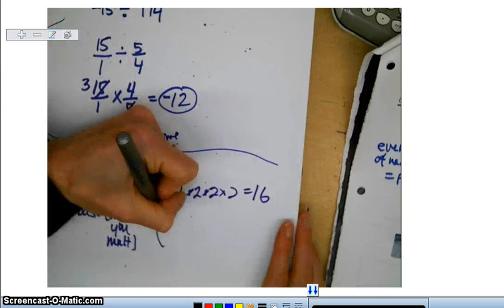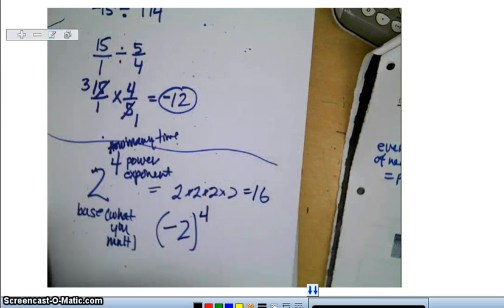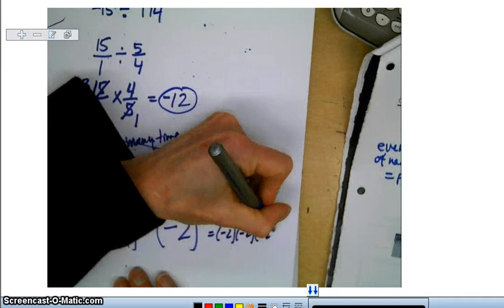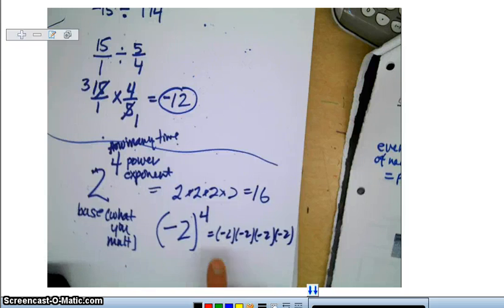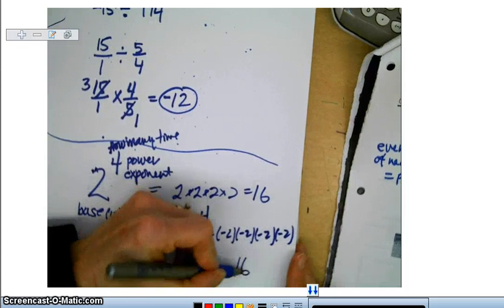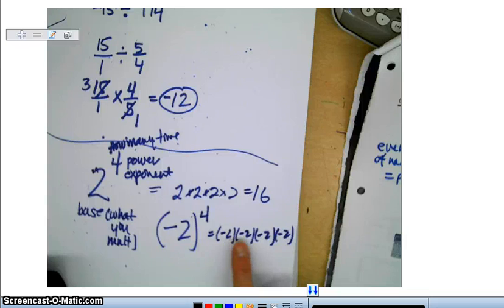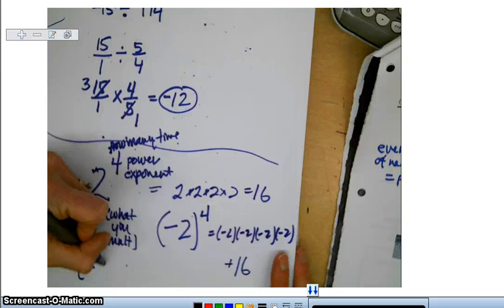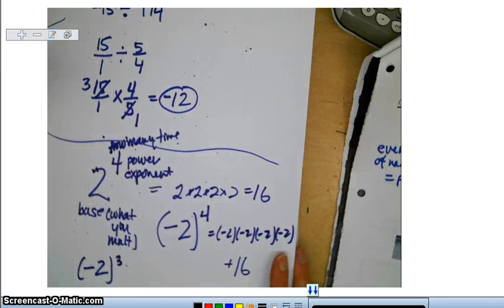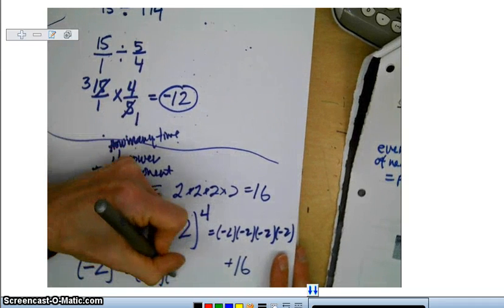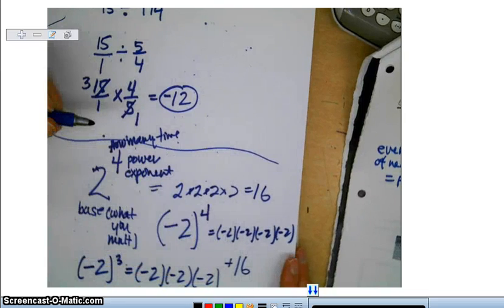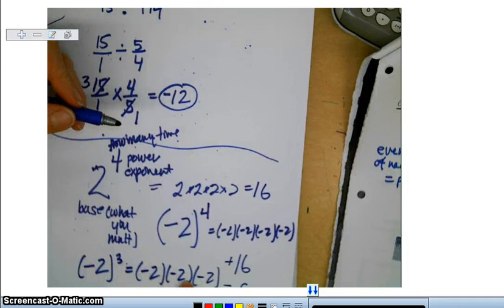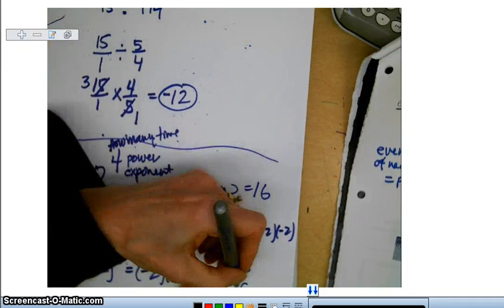So if I have negative 2 to the 4th power, that is negative 2 times negative 2 times negative 2 times negative 2. Well, 2 times 2 times 2 times 2 is still 16, but 4 negatives, 1, 2, 3, 4 negatives makes it a positive 16. So if I had negative 2 to the 3rd power, that would be negative 2 times negative 2 times negative 2, which is 8. But since there are 3 negatives, that's an odd number of negatives. The answer is negative 8.